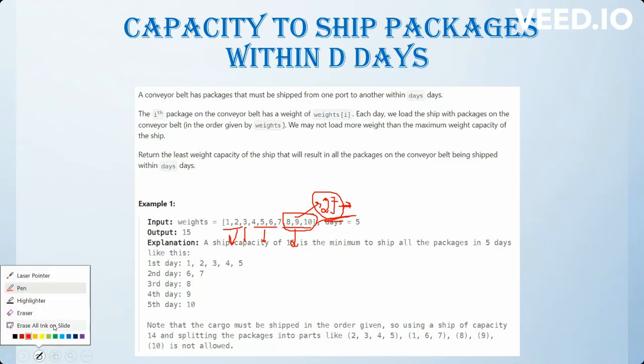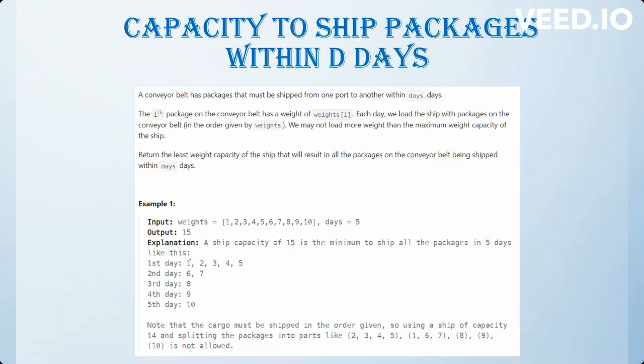I hope we got a clear idea of the question. You can read the explanation given here. A ship capacity of 15 is actually the minimum here. How is it 15? First we are sending 1 to 5, which is 15, then 6 and 7, which is 13, and then 8, 9, 10. Out of these, the maximum is 15. Except this way, if we try to fill in any other way, we get a maximum of more than 15. Hence, this is the correct order.